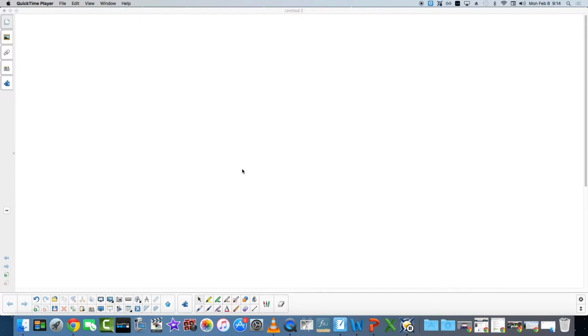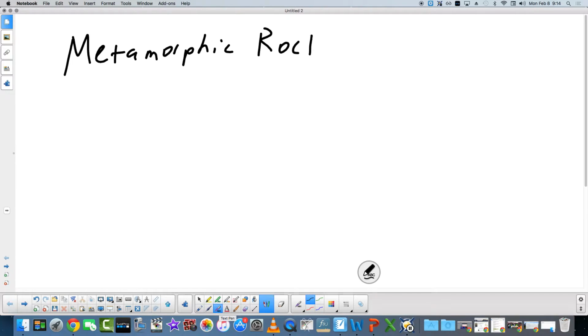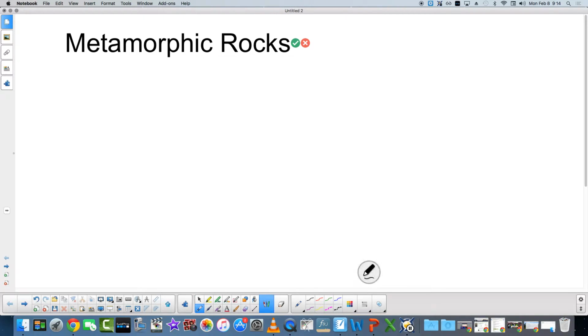We're going to be looking at metamorphic rocks, and we're trying a slightly different style of presenting the notes. This is our last rock type. And metamorphic rocks are produced by heat and pressure.